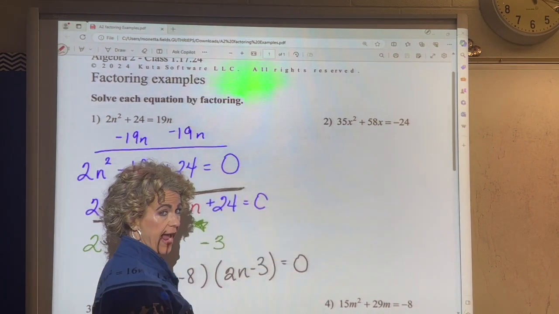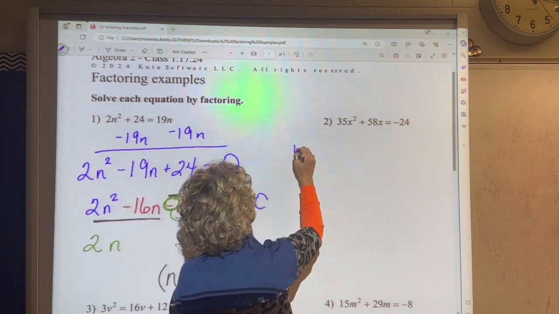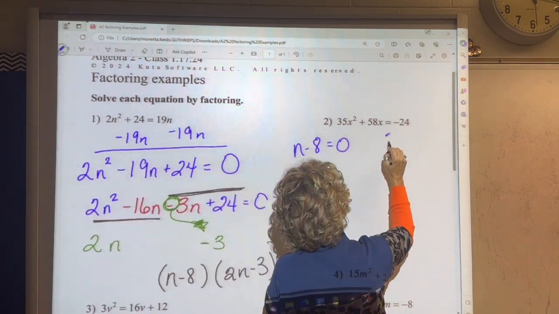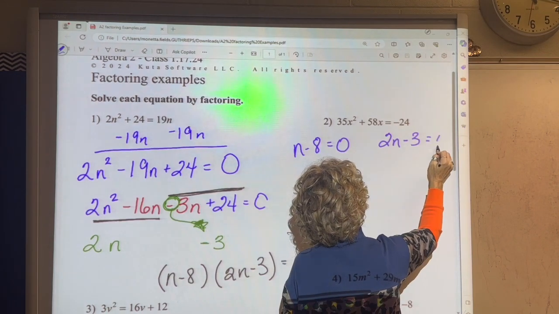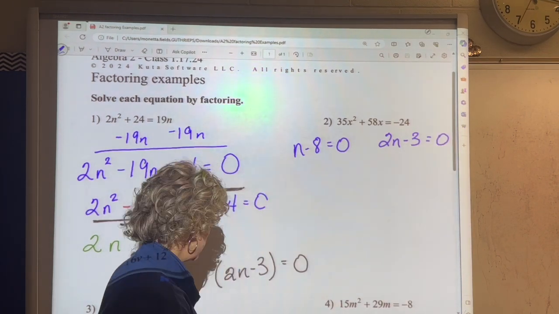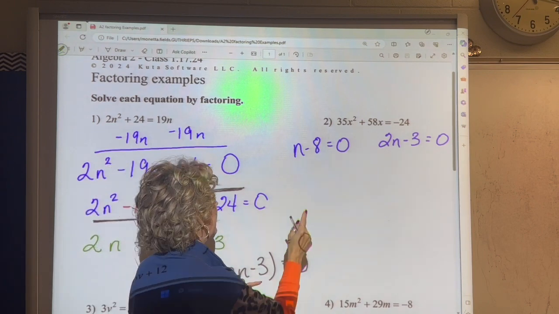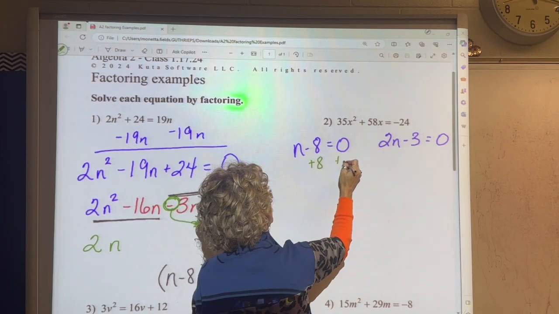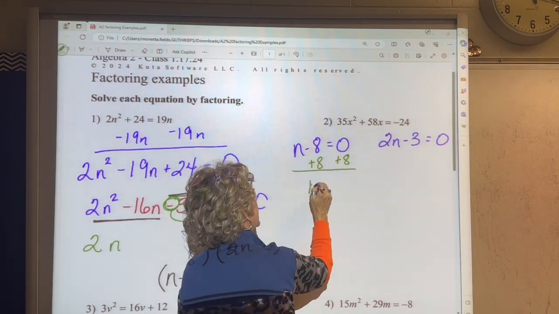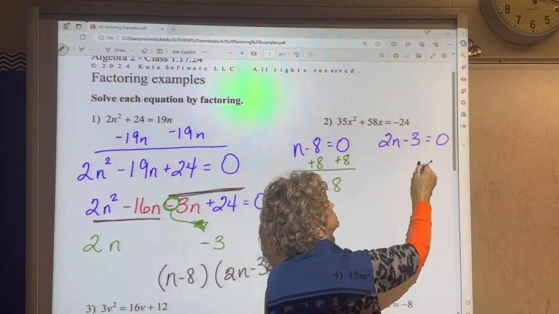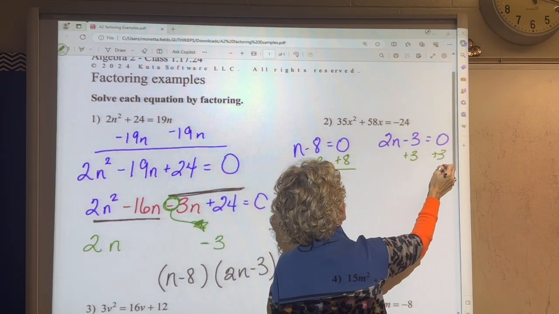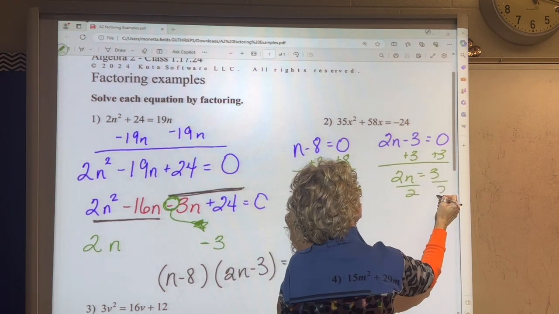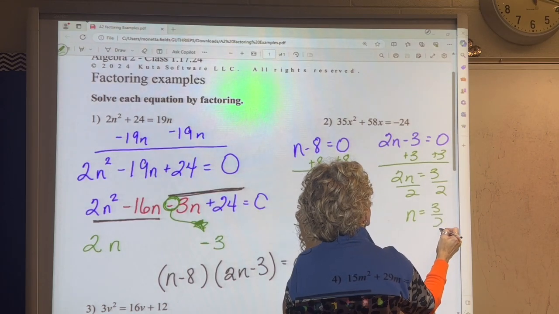My first factor is n minus 8. So n minus 8 equals 0. And then my second factor is 2n minus 3 equals 0. So we have two equations, and we're going to solve them. Okay? I'm going to add 8. I'm going to isolate my variable. Add 8 to both sides, my handy dandy line, n equals 8. Here, I've got to add 3 to both sides. Then I have 2n equals 3. I'm going to divide by 2, so n is going to equal 3/2.